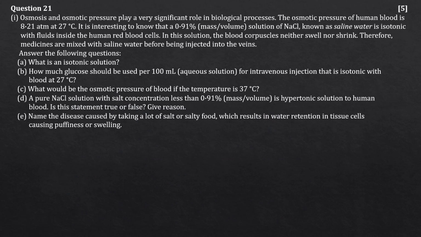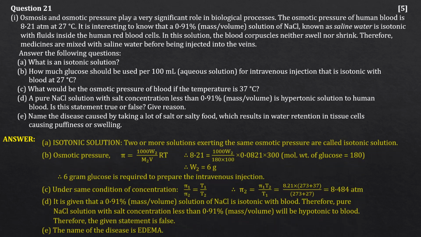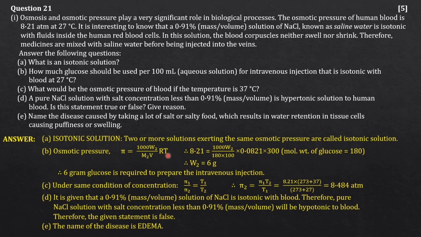And now the last question. It is from the solutions chapter. Here I am using pi equals CRT, but I suggest you write i into CRT and then you put i equals 1 if it is ideal. If there is dissociation or association, put i accordingly. So it is a simple formula, put the equation and see, pi here is given as 8.21 atmosphere. So I am putting R equals 0.0821. This is the only point where you have to be careful.